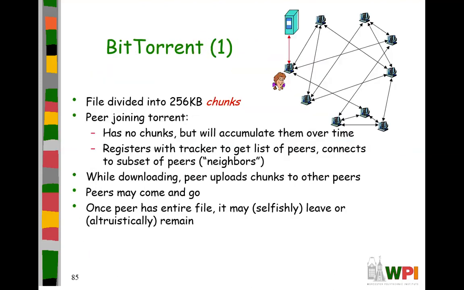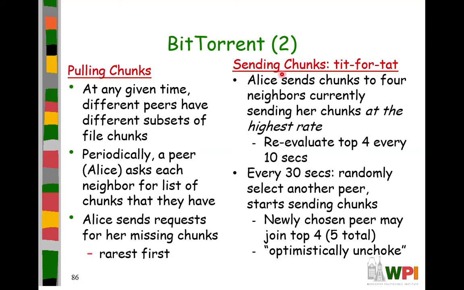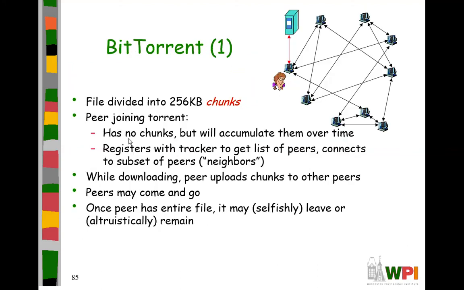Now, if this user wants to download the file, how can she download? Okay, let's discuss it. When the user joins the network, she can pull the chunks. At any given time, different peers have different subsets of files. When this user joins the network, she connects with neighbors 1, 2, and 3. She has 3 neighbors.